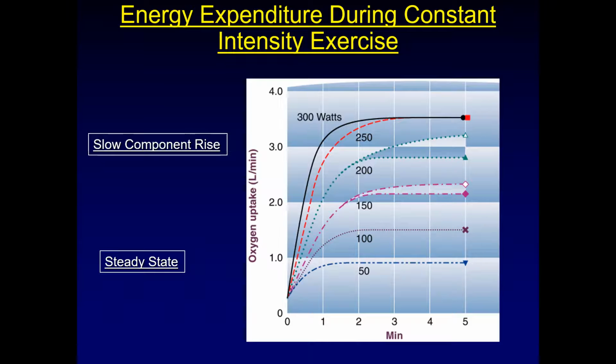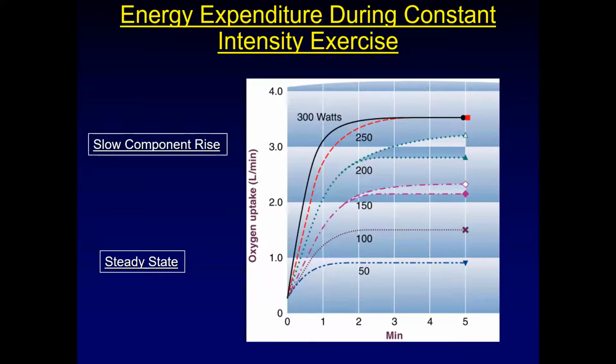At 150, in people that are more fit, they'll plateau. But in people that are less fit, it comes up. It's taking me 2 minutes to get here. But see how it just kind of creeps on us? This is that slow component rise. It's more pronounced at 200. And people that are at 250 are going to have the same sort of thing. You're never going to get what you would think it would be here. It just kind of stays like that.